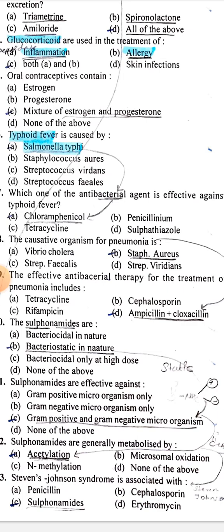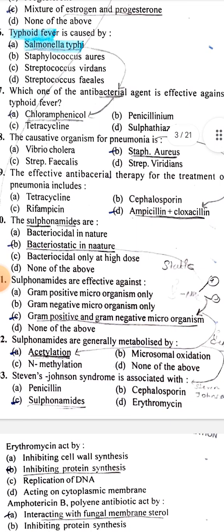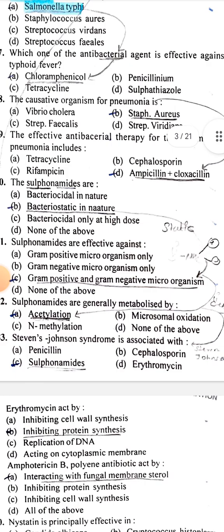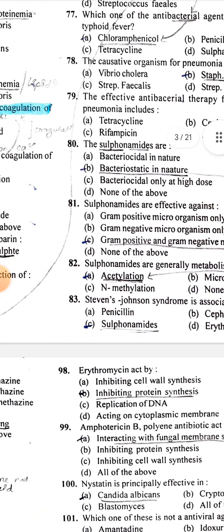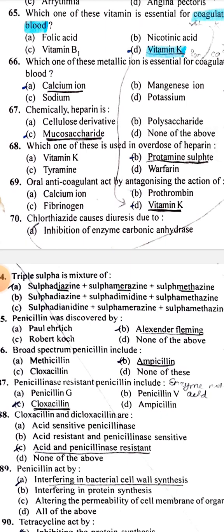The sulfonamides are bacteriostatic in nature. Sulfonamides are effective against gram-positive and gram-negative microorganisms. Sulfonamides are generally metabolized by acetylation. Stevens-Johnson syndrome is associated with sulfonamides. Triple sulfa is a mixture of sulfadiazine, sulfamerazine, and sulfamethazine.